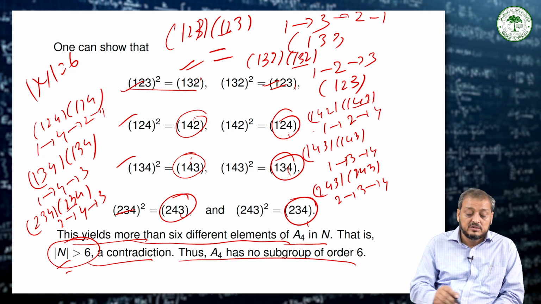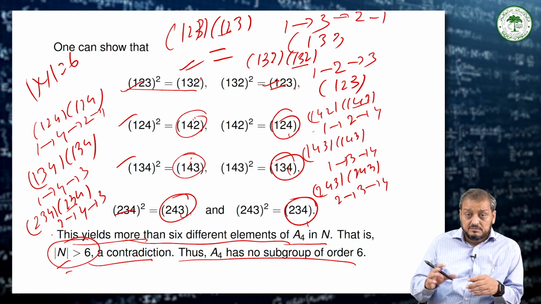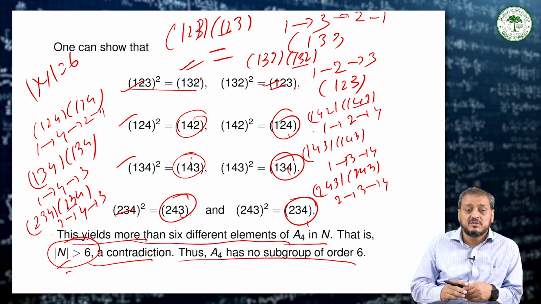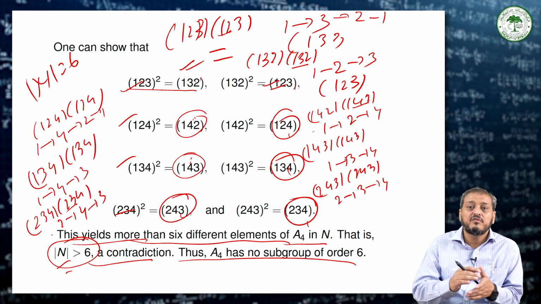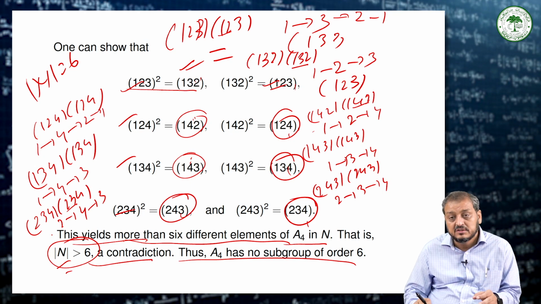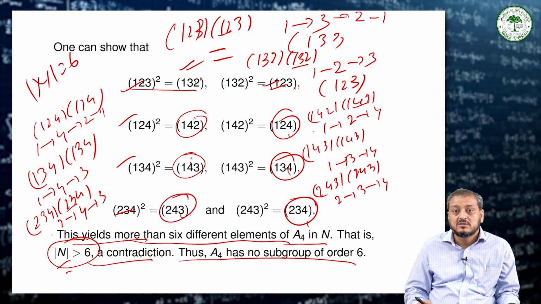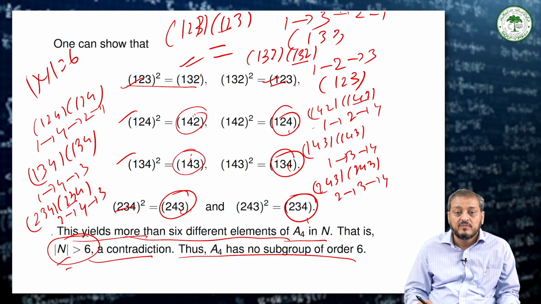A4 in N. So that means the order of N must be greater than 6, which is a contradiction of our assumption that the order of N is equal to 6. So A4 has no subgroup of order 6. This concludes that the converse of Lagrange's theorem is not true in general.